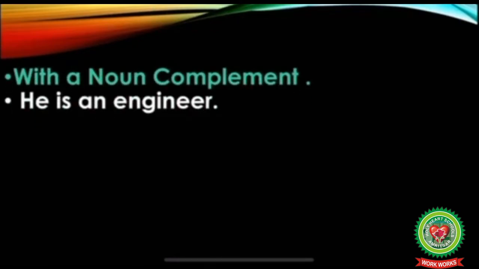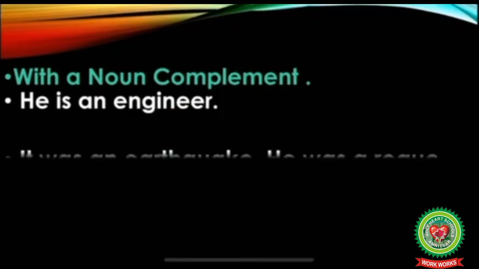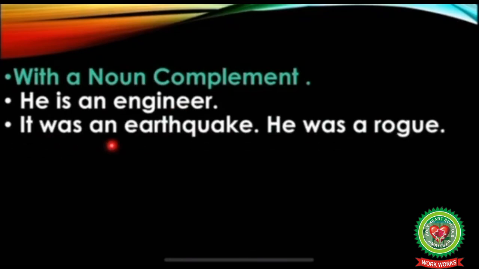With a noun complement. Noun complement means that which completes a noun. So he is an engineer. So article an completes the noun engineer. So we have to use article an. It was an earthquake. So an will be used, as vowels are there. He was a rock. So rock, R is a consonant, so we will be using article a before it.